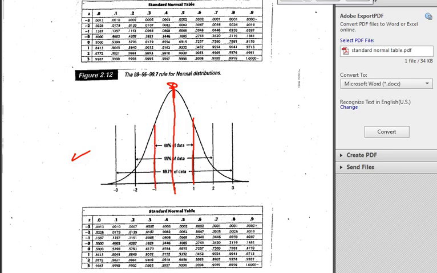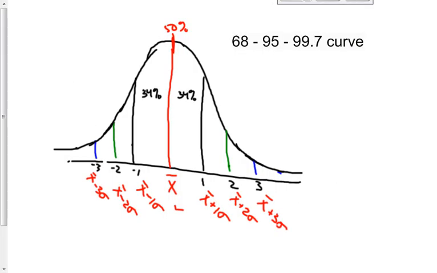From this line, red to red, this represents 68% of your data. So if I divide that in half, 68 cut in half, 34% of your data on the left, 34% on the right. So that represents your 68. So from here to here represents 68% of your data.